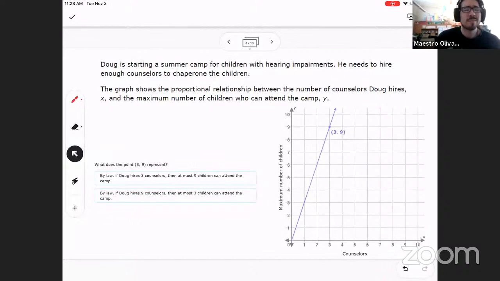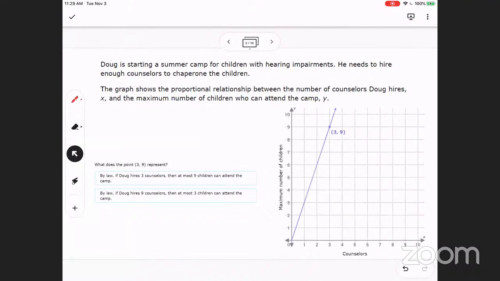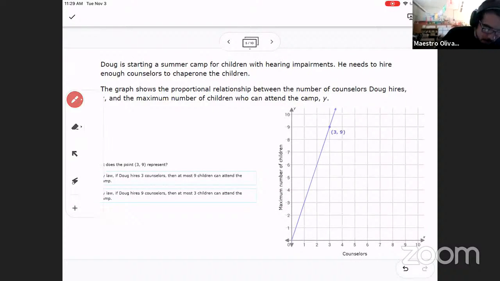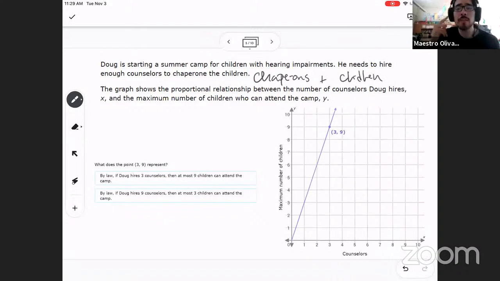Can somebody tell me what this problem is about? What are the two things or people that are being involved right here? People that cannot hear, chaperones and counselors. Okay, so chaperones, or counselors. And I think what you meant to say was people with hearing impairments, right? It's not that they can't hear, they just have trouble hearing. Chaperones and children. So first come, first serve, but you will have opportunities to share out responses.